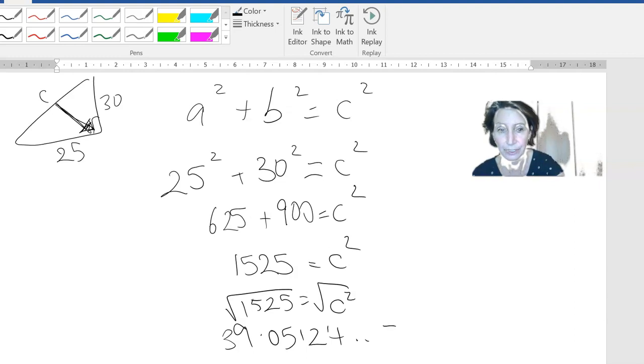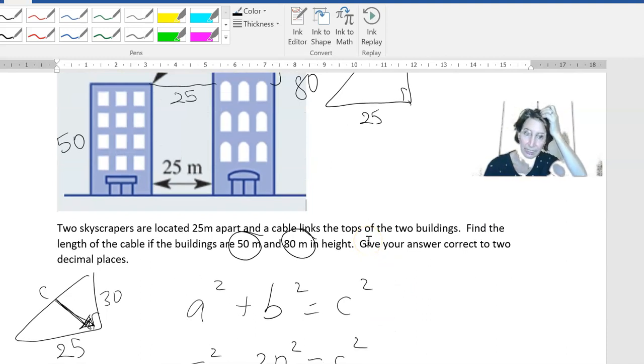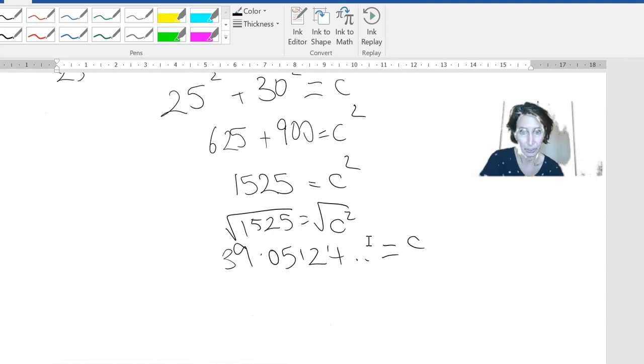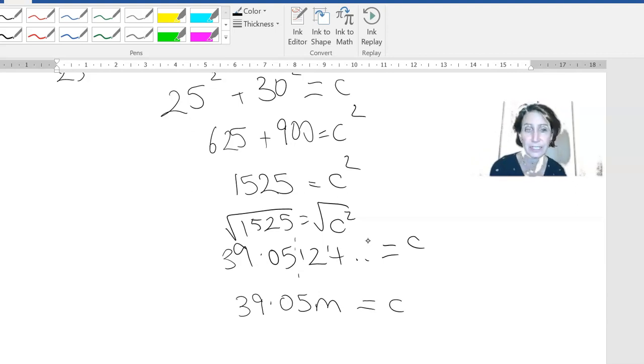39.05124 and so on is equal to c squared. I'm just going to scroll up, and it says, give the answer correct to 2 decimal places. So if I look at 2 decimal places, I need to cut it off there. The next digit is a 1, so this gets rounded down. 39.05 meters is equal to the distance of C.